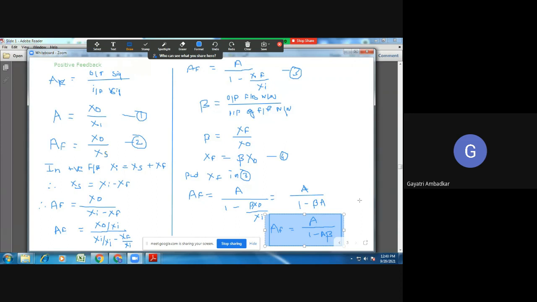Now A is a higher quantity, but beta lies between greater than 0 and less than 1. So beta may be 0.1, 0.01, whatever you set.